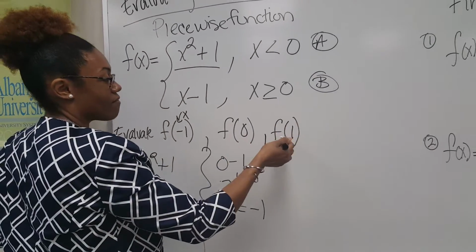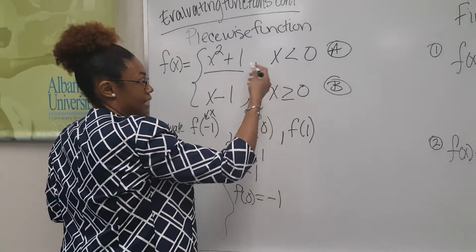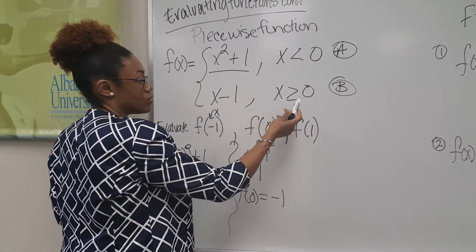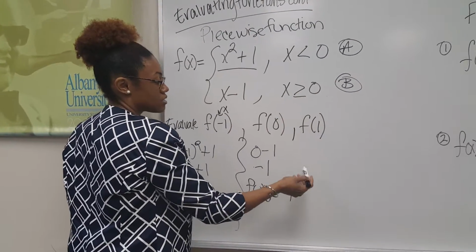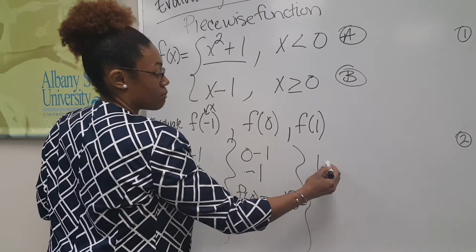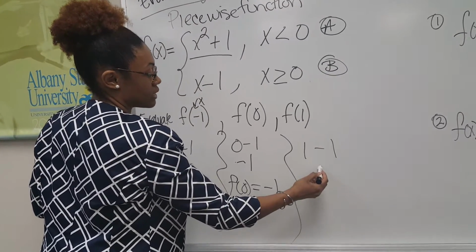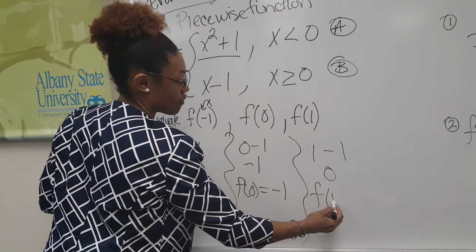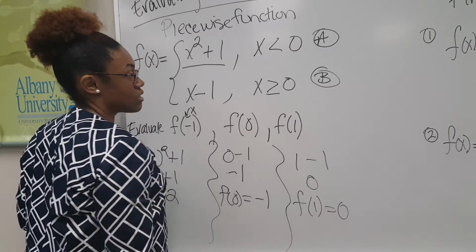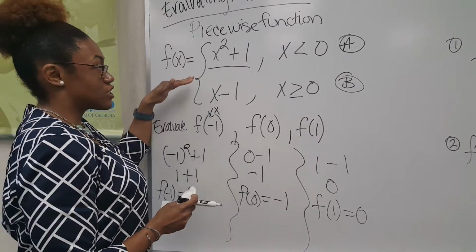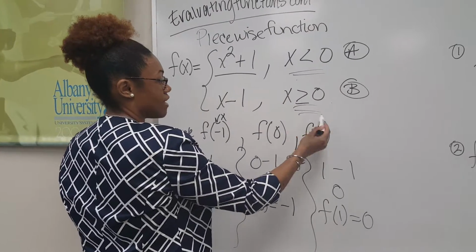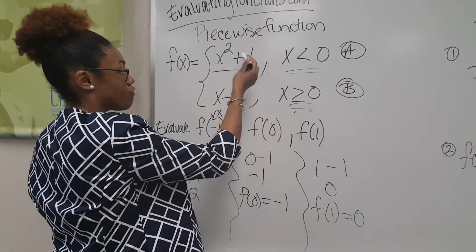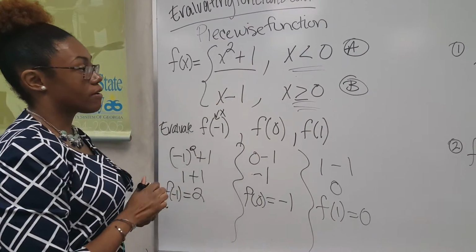So now I have f of 1. Again, I'm using my directions, so I would use directions B because 1 is greater than or equal to 0. So this would be 1 minus 1, and 1 minus 1 is 0. So just know that f of 1 would equal 0. So again, with the piecewise function, you just have to pay attention to the directions, and then according to that direction, you follow that equation, right?